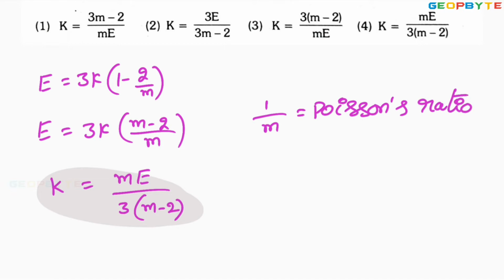So look at the option 4. K equal to m by 3 into m minus 2. Therefore option 4 is absolutely correct. I hope you got my point.